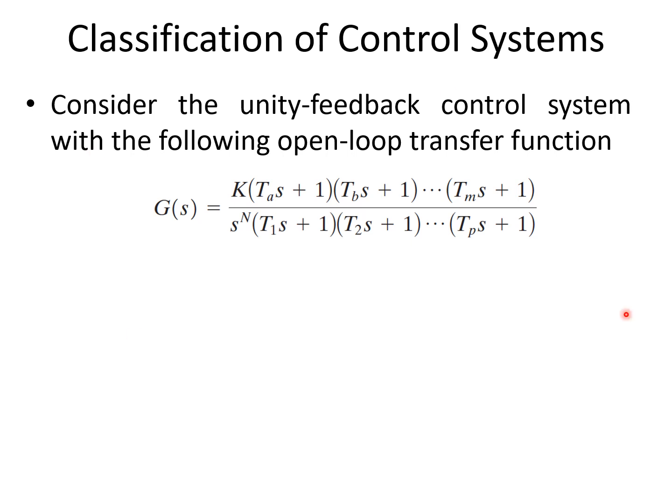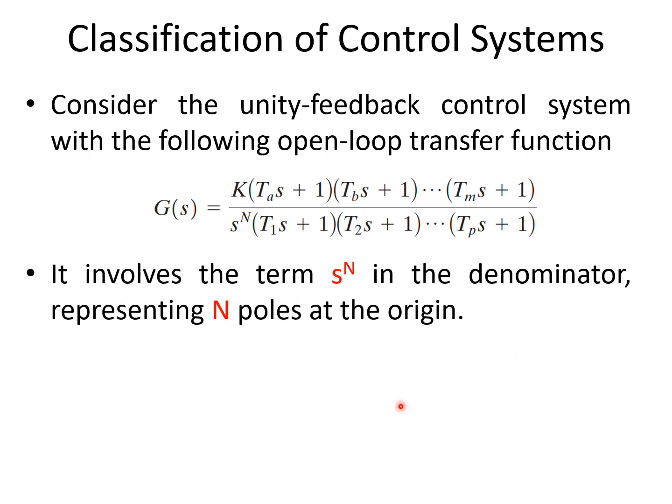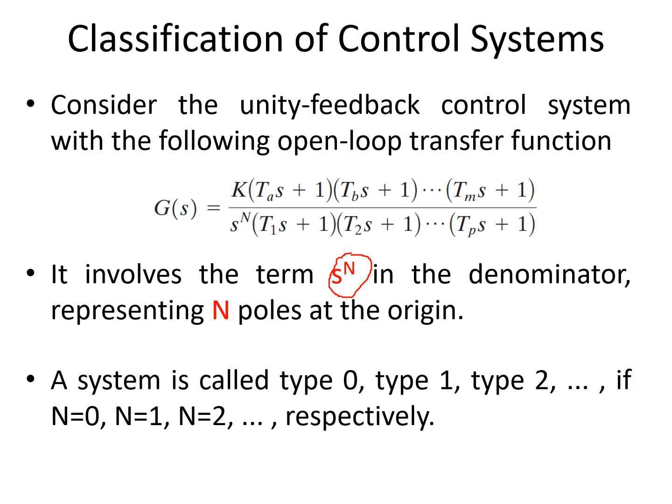So this transfer function involves the term Sⁿ in the denominator, which represents the n poles at the origin. This term, Sⁿ, indicates the number of poles that we have at the origin, right? Now similarly, we can classify the systems as type 0, type 1, type 2 systems based on this capital N value, that is, the number of poles which we have at the origin. Based on that, we can classify the system as type 0, type 1 and type 2.